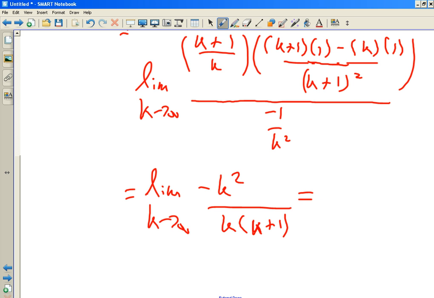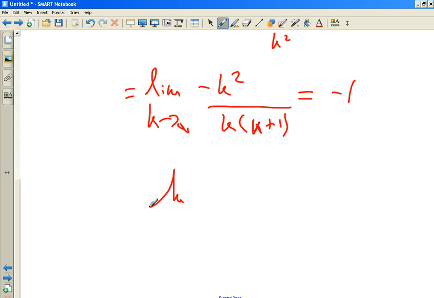But you know this limit. You can do L'Hopital on this too, because now it's infinity over infinity. But don't you know this limit? Top heavy, bottom heavy, equal degree. It's equal degree. Leading coefficients give you negative 1. So what did we just show? We showed that the limit as k gets huge of ln y is negative 1. So what's the limit of y? E to the negative 1.